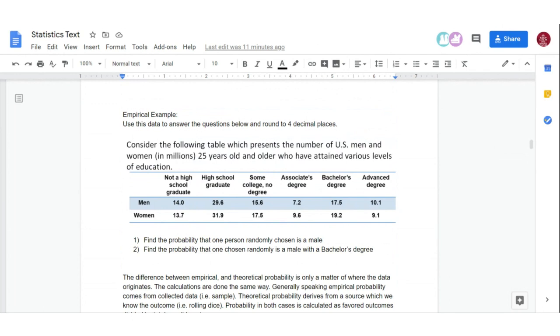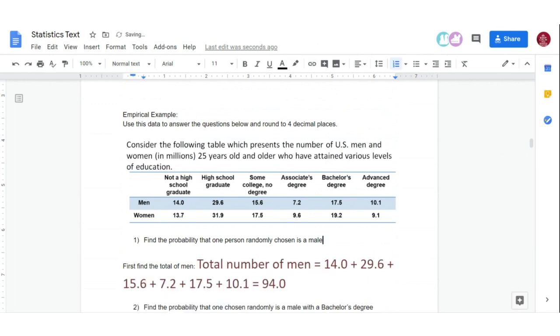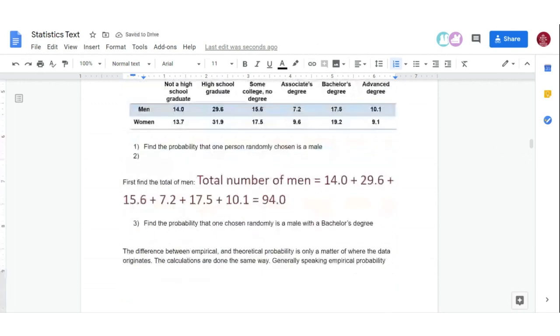So here's what I'm going to do: I'm going to add up the total number of men. All right. So what we're doing is we're just adding up that row, okay? Now, that's going to be helpful for us because we're going to need that for our numerator. But what we also need is a total of all of them.